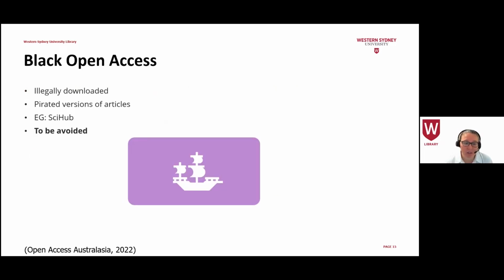Black open access is to be avoided. This is things that are illegally downloaded, pirated versions. You might be familiar with Sci-Hub. That's an example of black open access.